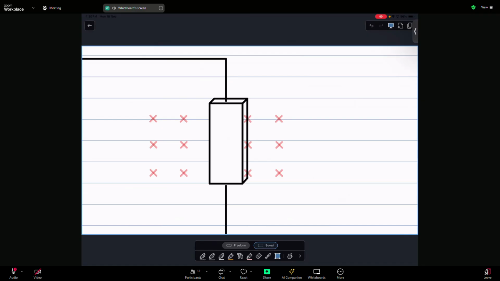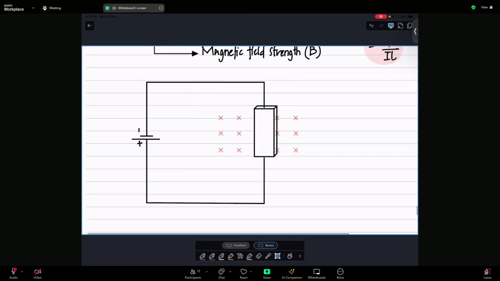So we don't want that to happen. We allow it to keep the wire that we place here. We keep it like this, and current will pass through it. And yes, force will be on that side.